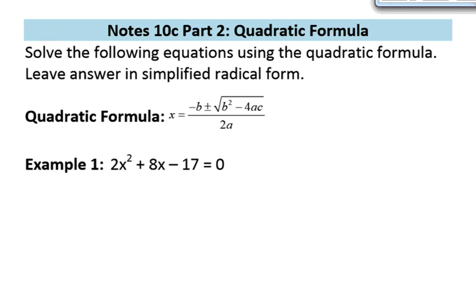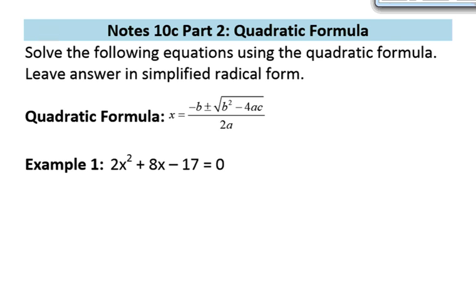This video will cover Notes 10C Part 2, which is the quadratic formula. For 10C Part 1, we talked about simplifying radicals with the Pythagorean theorem. Another type of theorem or formula that we will use with simplifying radicals is the quadratic formula. We learned the quadratic formula a couple of units back, so we're going to look at it again and talk about, now that we know how to simplify radicals, how to do that with the quadratic formula.